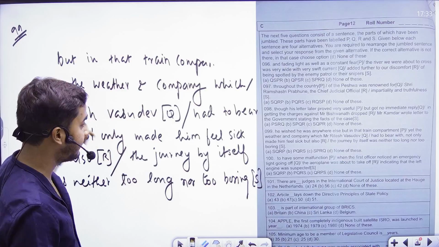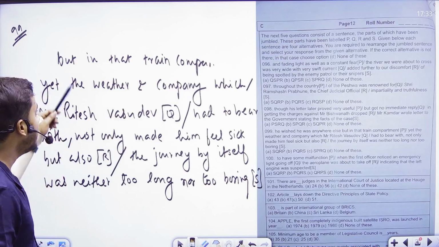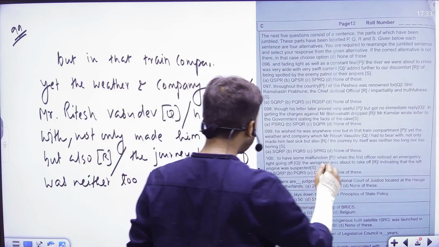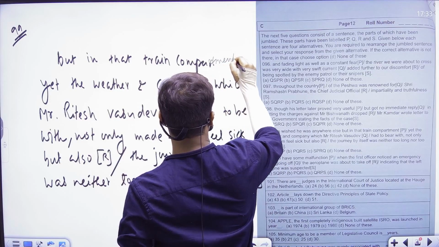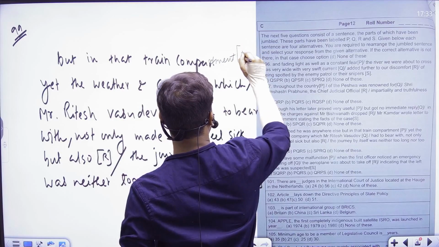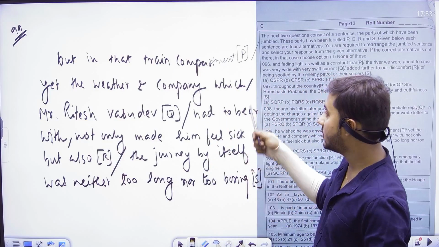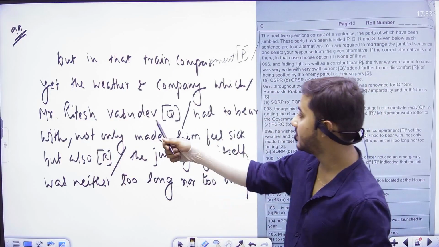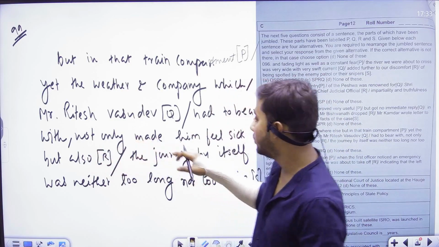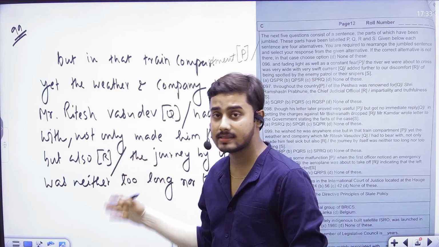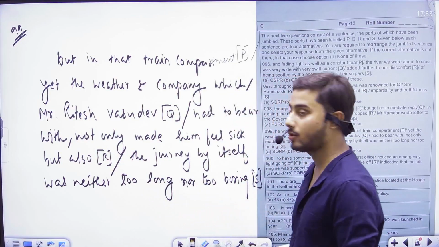So here I have taken question number 99. So see, the jumbled portions of the sentence are: but in that train compartment, so this is section number P. The next section is yet the weather and company, which Mr. Ritesh Vasudev is the next one. Had to bear with not only made him feel sick, but also, this is the third section. And the last section is the journey by itself was neither too long nor too boring, right?